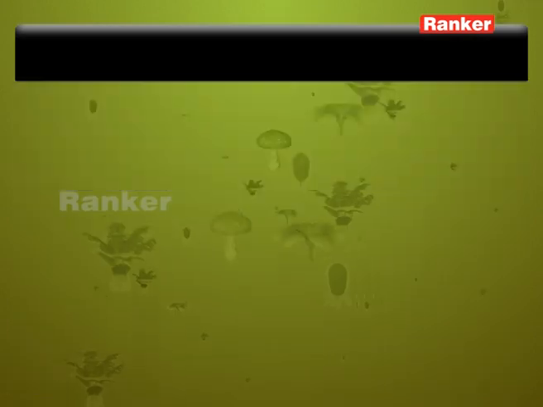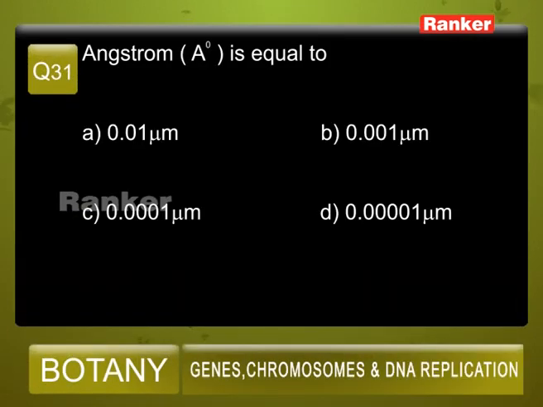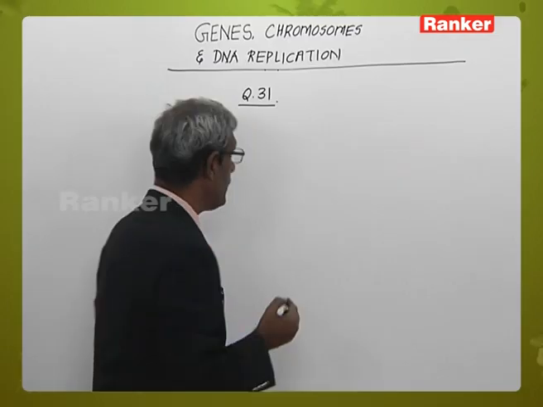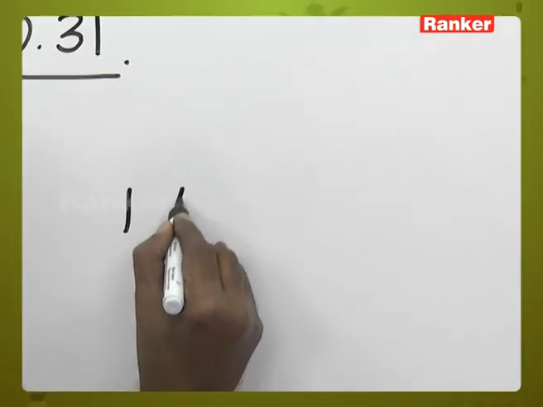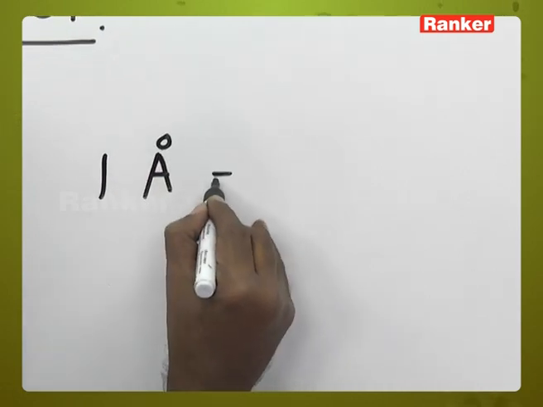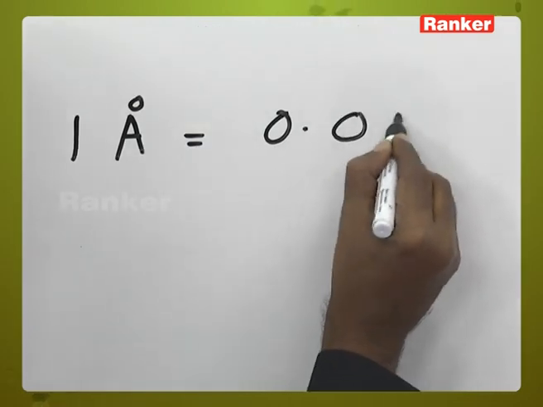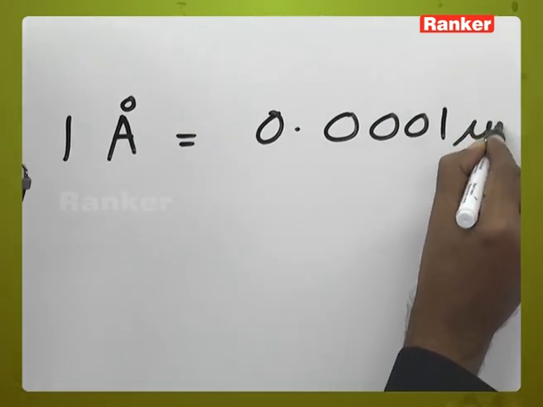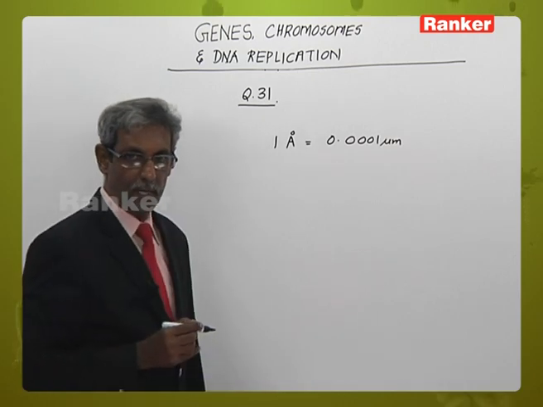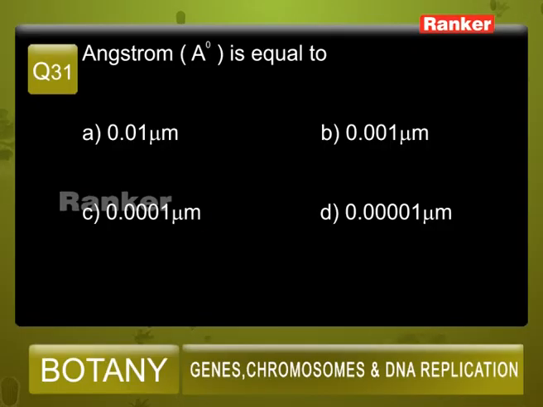Question number 31. Angstrom is equal to A. 0.01 millimicrons, B. 0.001 millimicrons, C. 0.0001 millimicrons, D. 0.401 millimicron. Whenever we take the angstrom unit, an angstrom unit is equivalent to 0.0001 millimicrons. This is the right choice. Hence, the answer is C.